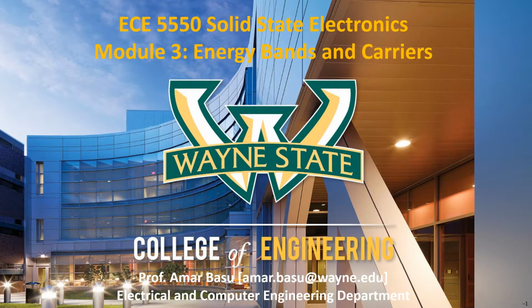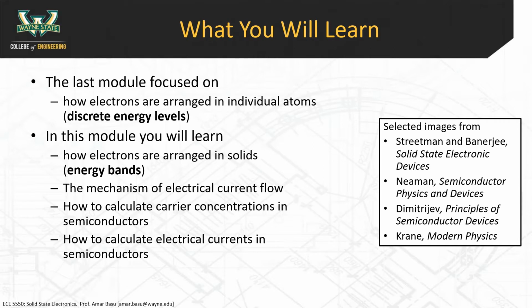All right. So what we're going to do here is module 3. It's called Energy Bands and Carriers in the textbook, but the way that we can think about this module is that in module 2, we talked about how electrons are arranged in individual atoms, and now we're going to talk about how electrons are arranged in solids. We never work with a single silicon atom in practice, right? It's always a lattice of silicon atoms.